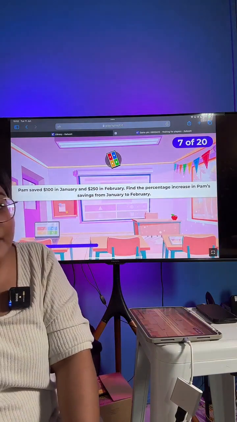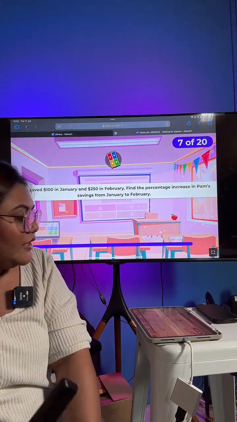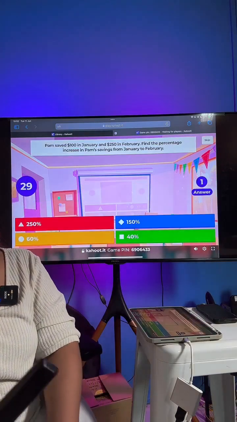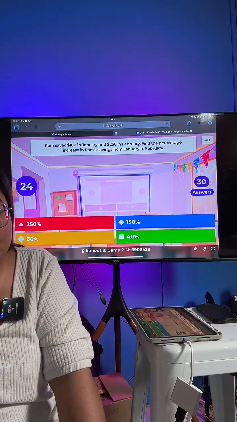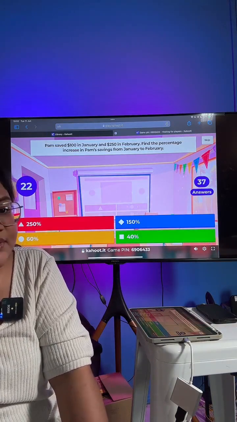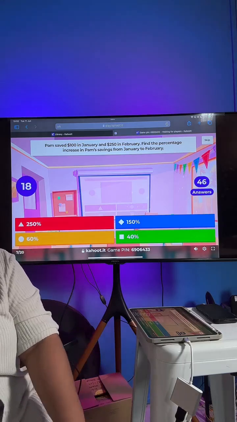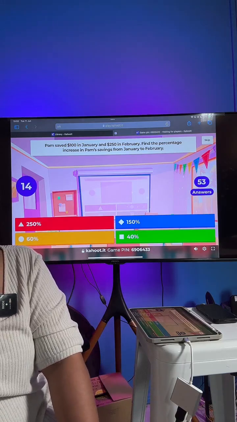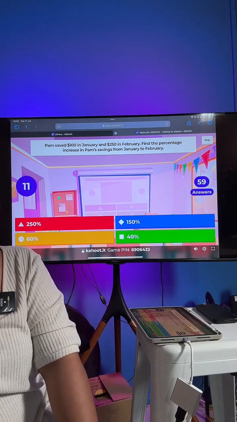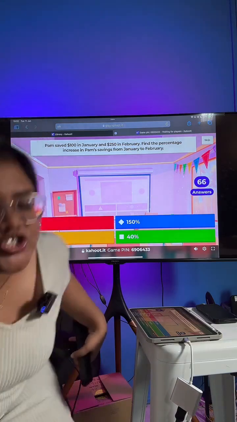Next one. Pam saved $100 in January, $250 in February. Find the percentage increase in her savings. Alright. You only have 20 seconds left. You want to find percentage increase. Benson, you got that right. Ash, try again, okay?